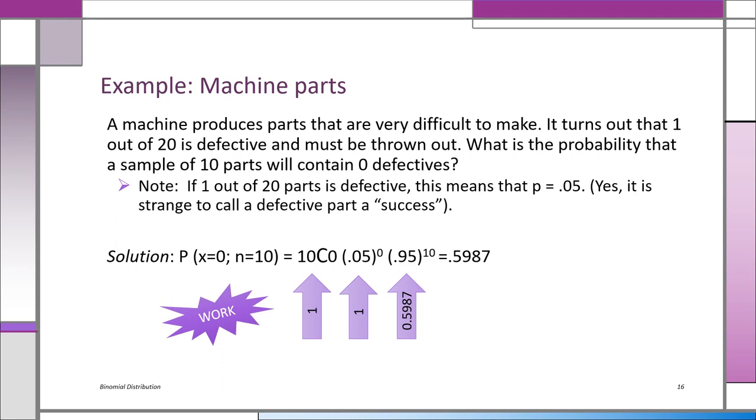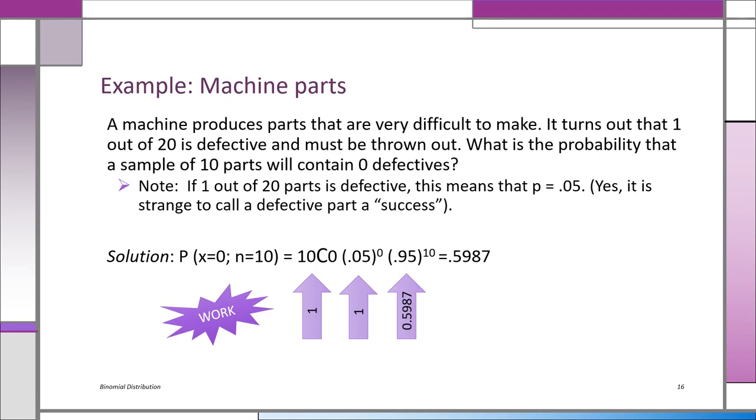And 0.95 to the 10. And as a check, look at the two probabilities in the parentheses, 0.05 and 0.95. They add up to 1, so you didn't make a mistake there. And 0 defectives, 10 non-defectives: the 0 and the 10 as the exponents add up to n, which is 10. So your logic is good.